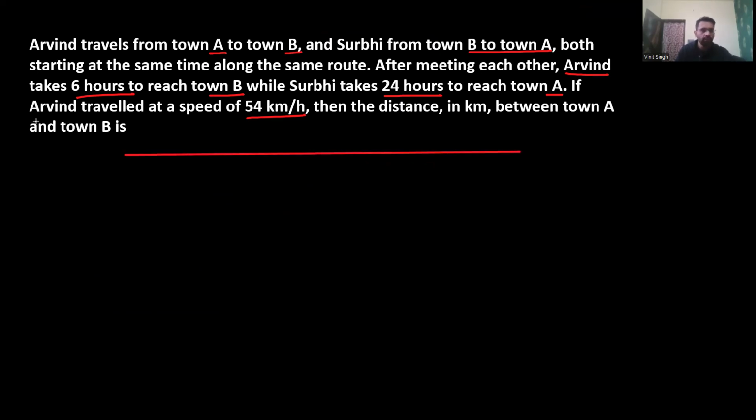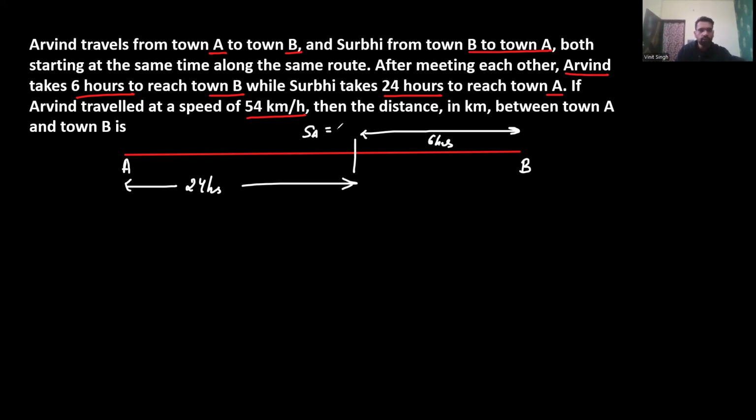Now this is the town of A and B. After meeting each other, Arvind takes 6 hours to reach B. They meet at that point. Now Arvind takes 6 hours to reach B and Shurbi takes 24 hours to reach point A. The speed of Arvind is given as 54 km per hour.